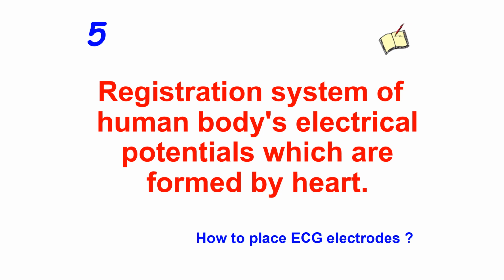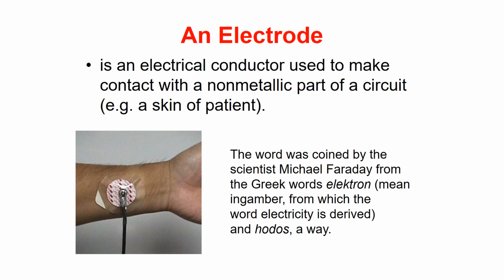How to place ECG electrodes. An electrode is an electrical conductor used to make contact with a non-metallic part of a circuit, e.g. a skin of patient. The word was coined by the scientist Michael Faraday from the Greek words elektron, meaning ember, from which the word electricity is derived, and hodos, away.